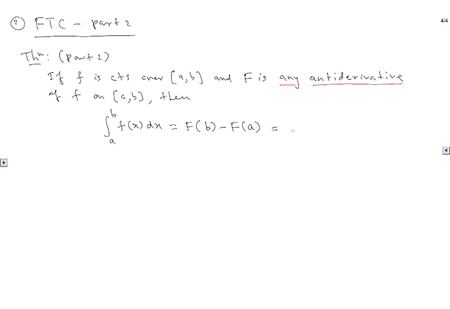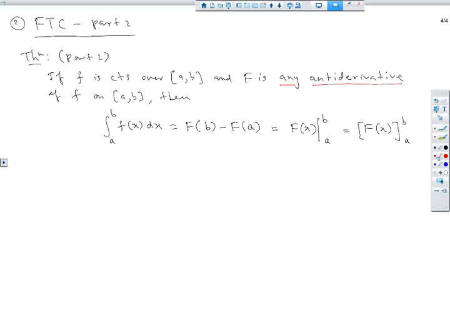Now we can use some notation here. Sometimes we write it like this: F(x), we draw a vertical bar and put b and a, which means you substitute the top value minus substitute the second value. Sometimes we even write it with a bracket around it and put b and a. It doesn't really matter, just make sure that you use the same one every time. The only thing you need to understand is that this is just a notation.